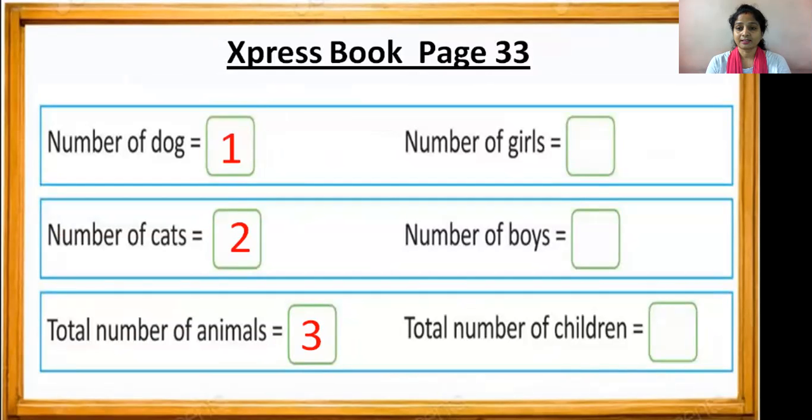So come to our exercise. How many girls? 2 girls. And how many boys? 2 boys. Now you have to do total number of these children. Like 2 girls and 2 boys. Bring them together means, putting the things together means addition. So how many children? 1, 2, 3 and 4. So total number of children are 4. Okay.